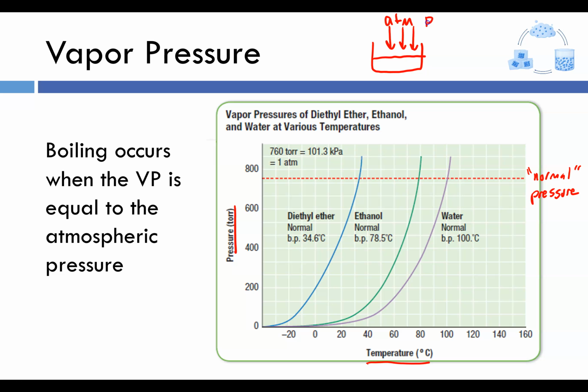Capital P. In order to boil, your vapor pressure has to be equal to the atmospheric pressure. So I'd like you to think about it this way. We're going to imagine that you are a liquid molecule. You are sitting, and you've got a friend taking his or her weight and pushing on your shoulders down with all of their weight. Them pushing is the atmospheric pressure.